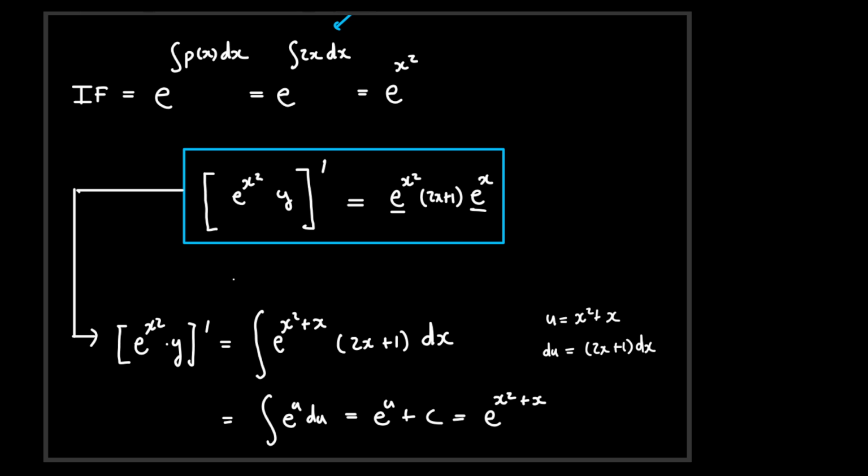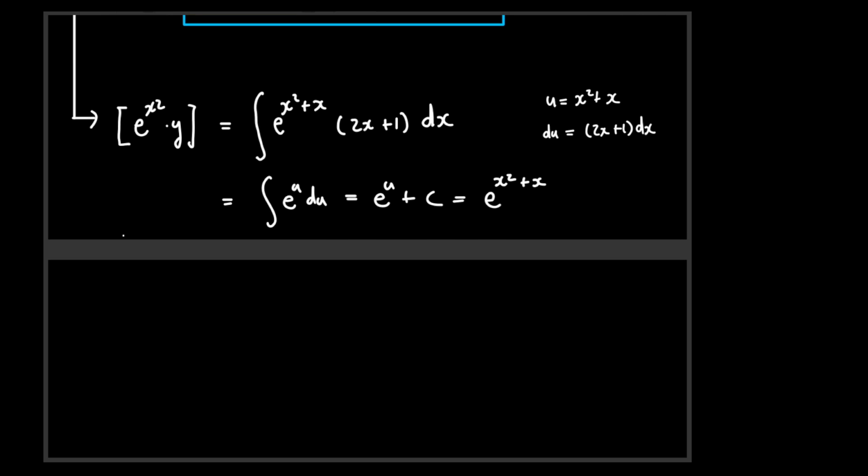And sorry, I should just mention I've made a mistake. The derivative is equal to this, and so I should have taken the derivative away here. That's a mistake. Okay, so this function here, e to the x squared times y, is equal to this. Okay, now just a little bit of simplification to rewrite the same thing again. We have e to the x squared times y is equal to just e to the x squared plus x plus c.